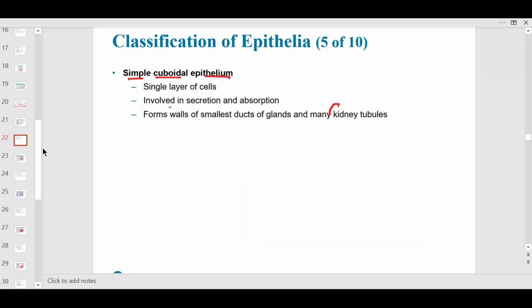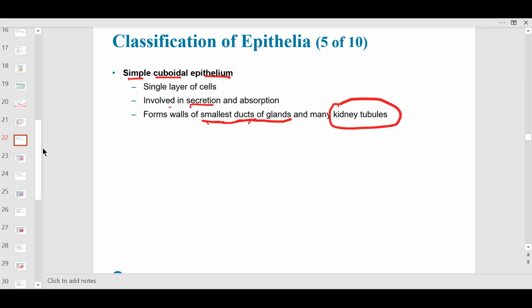And this you see in the kidney tubules, not the glomerulus, and ducts of glands. Ducts of glands, not the actual glands, but the ducts that they're secreting into. And the kidney has ducts too. So you didn't get there yet, so just keep it as simple as you can.